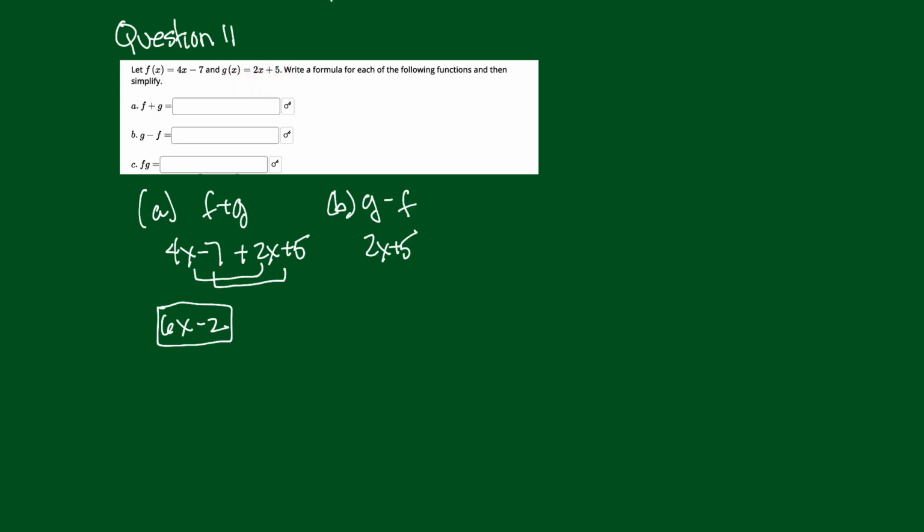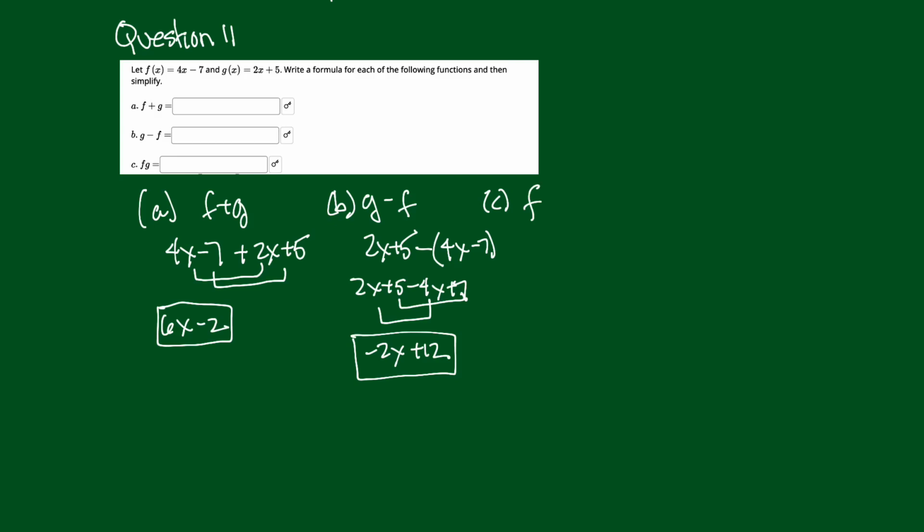Minus, now, when I subtract, if there's more than one term, I need parentheses because I have to capture all of it. So I'm going to capture all of that 4x minus 7. So what I've got is g minus all of f. Now remove the parentheses: 2x plus 5 minus 4x plus 7. That'll give us negative 2x plus 12. All right, so there we go. Let's take a look at part C now.